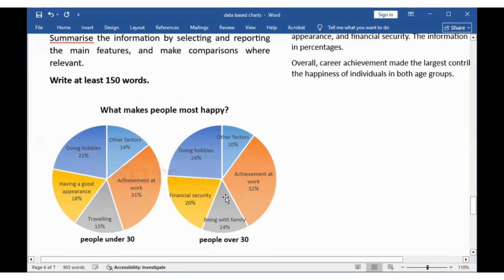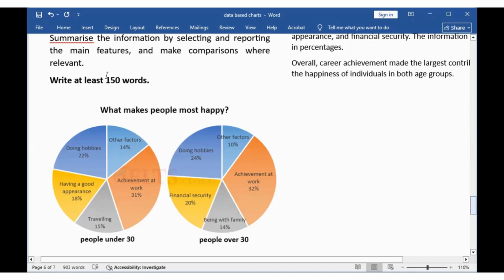Traveling is only showing up here. It's not showing up here. So you can see some things are showing up here. They are not here. So you cannot say that other factors reduced from 14% to 10%. That's not good sentence construction. You should work with the context of the story.